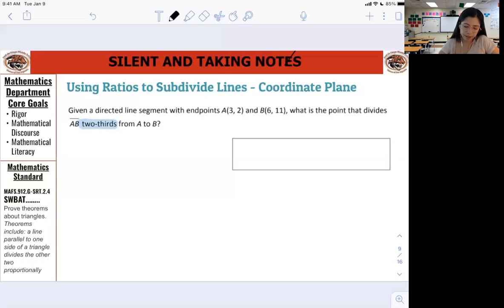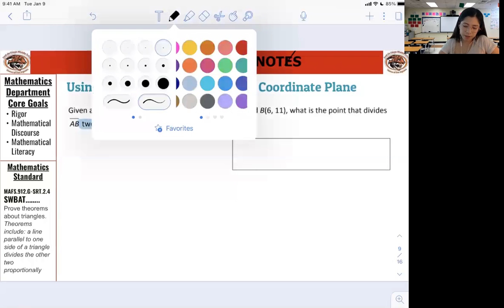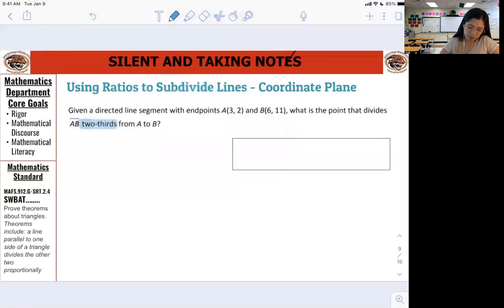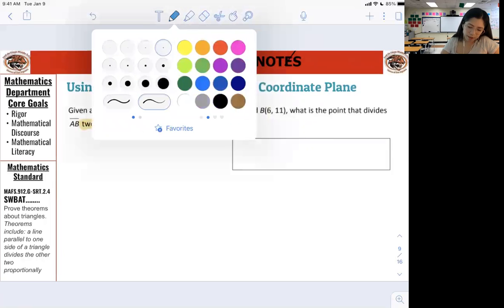Yeah, it's already a fraction. So we're good. So we're just trying to figure out, okay, what is 2/3 of the distance? Oh, you know what? I'm going to keep the same colors that I've been using. So I'm going to make that yellow. Give me a second. 2/3. Okay, cool.